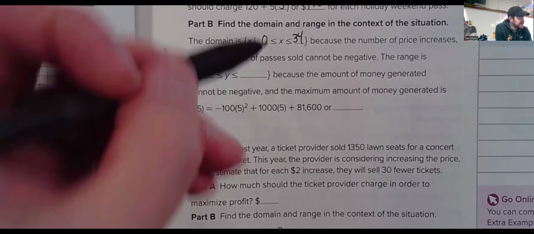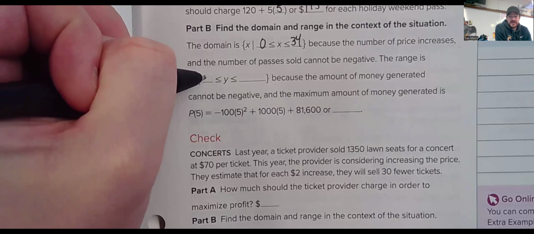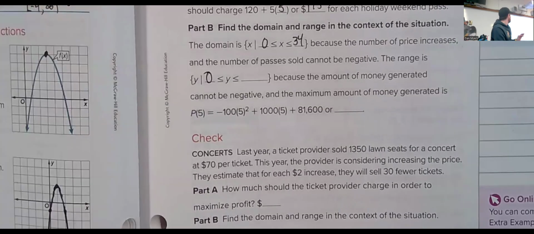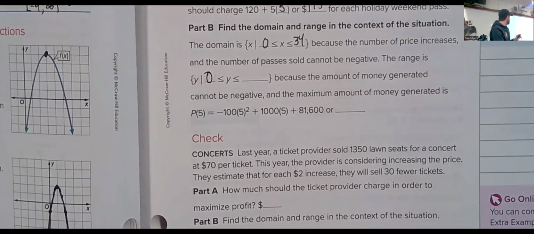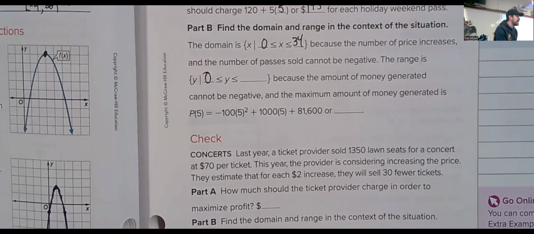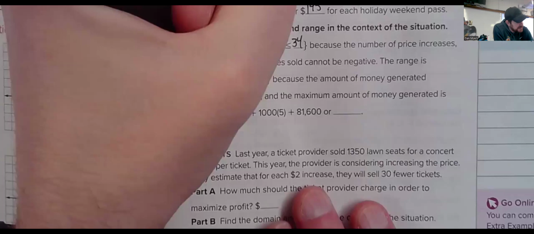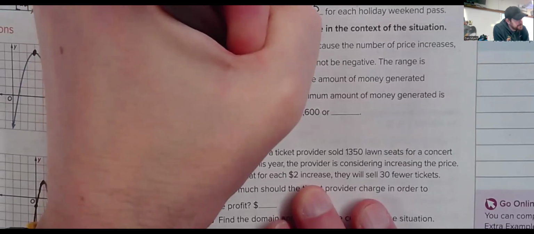What's the least amount of money a company can make? 0. What is the amount of money they will make if they sell tickets for $145, the maximum price? The maximum price of the ticket, in terms of how it's going to work out, will get them the maximum profit. We saw that on the calculator already. It was $84,100.